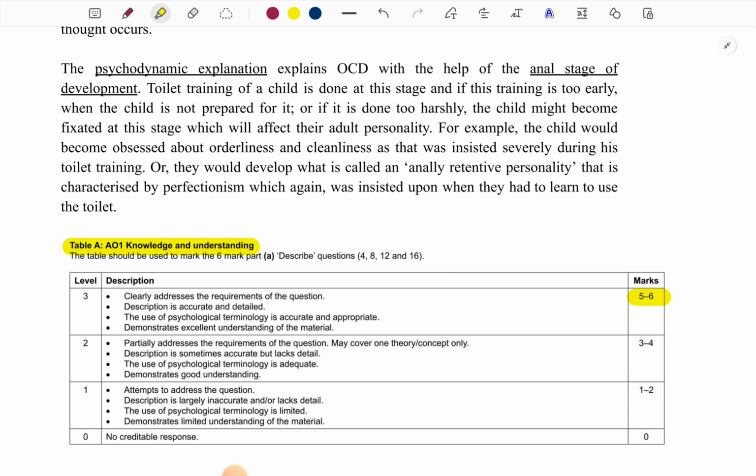So today, with the help of the criteria, I will explain to you why this answer which I have written meets this criteria, so you understand how to structure and what content to put in any 6 marker which is coming. That's why it's important for you to either read the answer before watching this video, or keep the answer alongside, then only you will understand. The first requirement is that you have to address the requirements of the question.